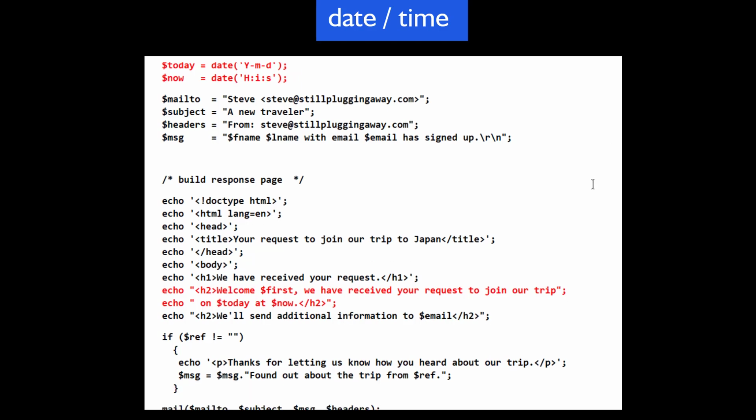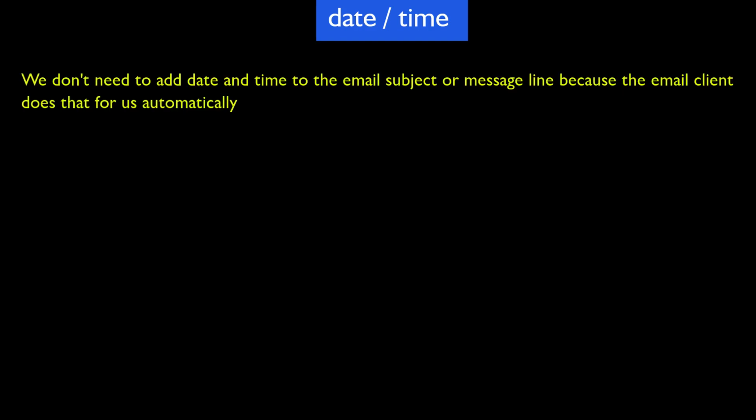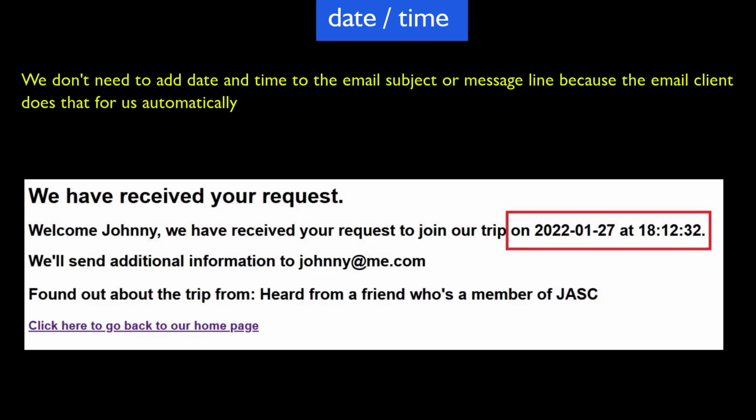And then we scroll down to where we build our response page, and we've added an echo for an H2. Welcome, $first. We have received your request to join our trip. And the second echo on $today at $now. Don't need to add date and time to the email subject or message line because the email client does that automatically. So the user might now see this. We've received your request. Welcome, Johnny. We've received your request to join our trip on 2022-01-27 at 18:12:32. And the rest is the same as before.